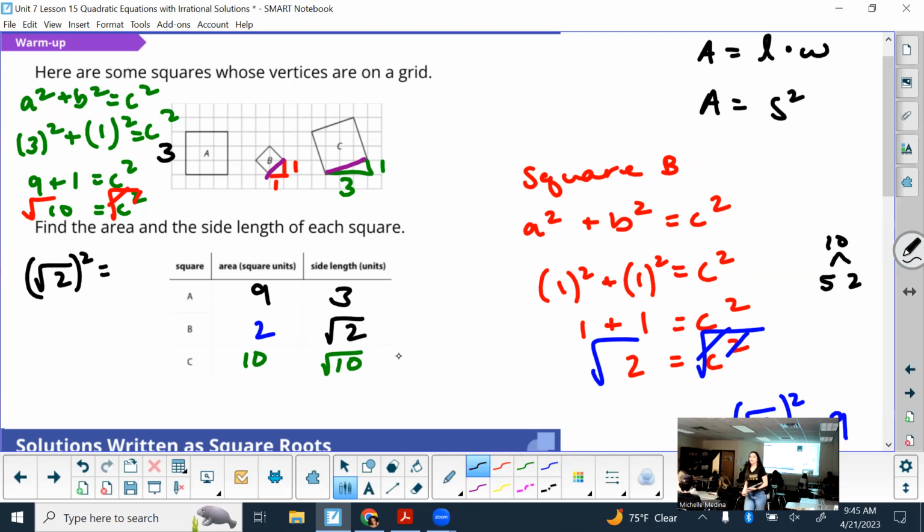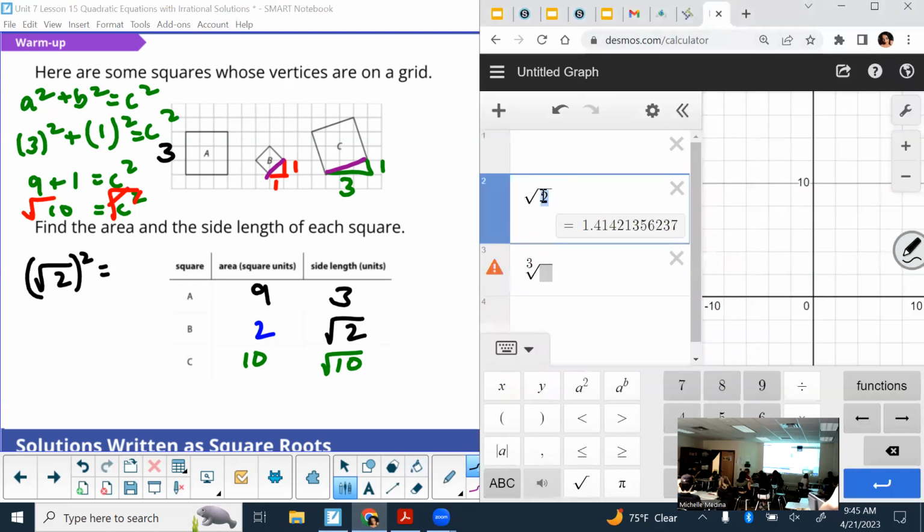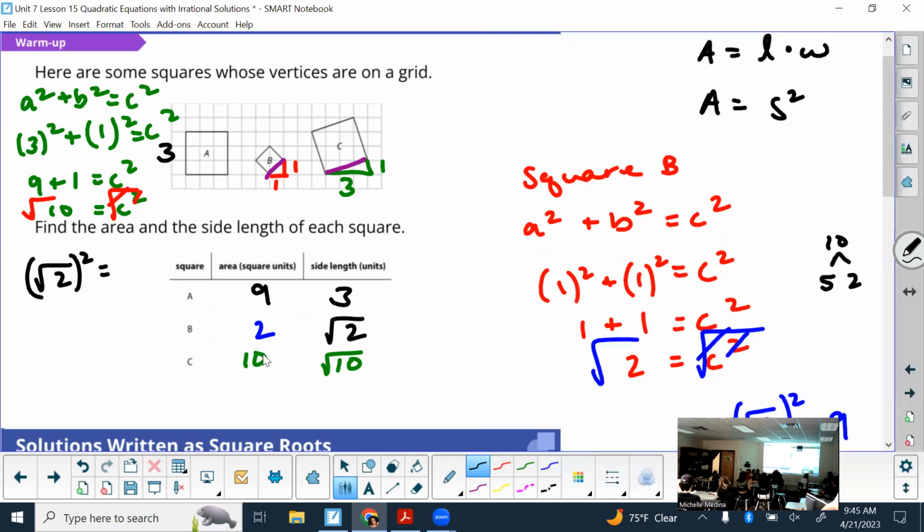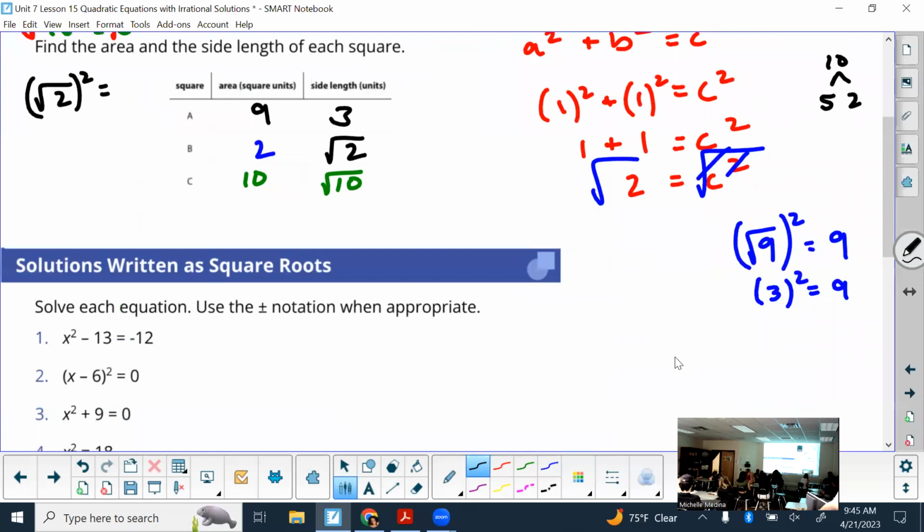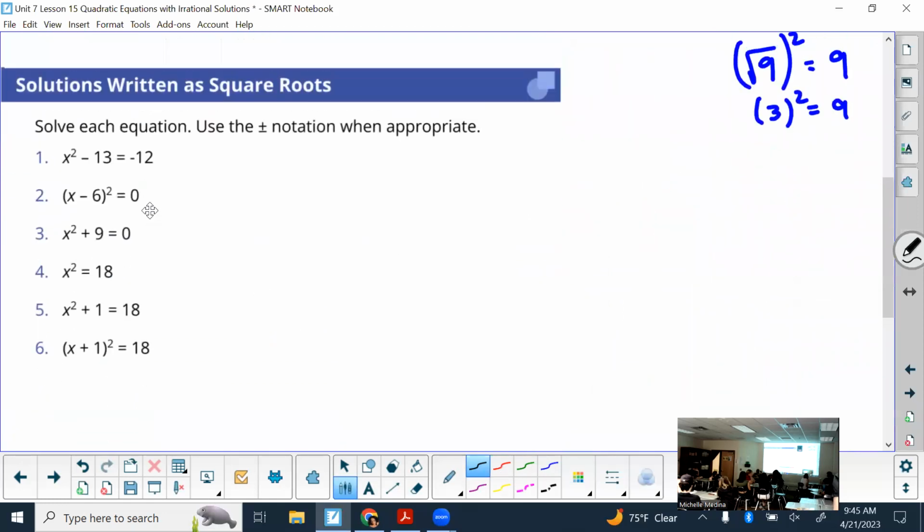All right. So then moving on, this lesson is called Quadratic Equations with Irrational Solutions. So whenever you have a non-perfect square, you have an irrational solution. So irrational numbers are like decimals that go on forever and never repeat. So like pi, for example, or non-perfect squares. So down here for this activity, we are going to solve each equation and use the plus or minus sign when appropriate. So looking at them, we can do one together.